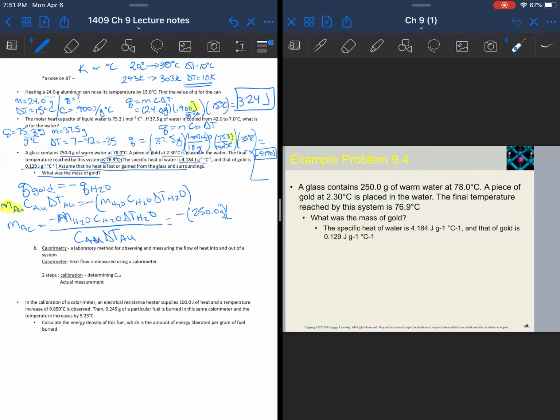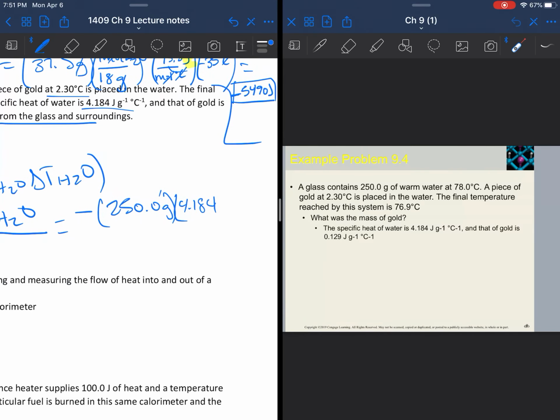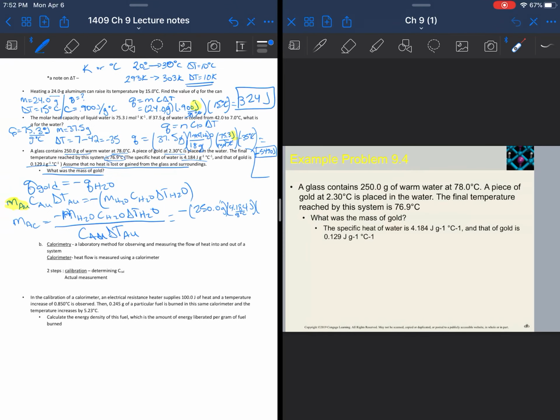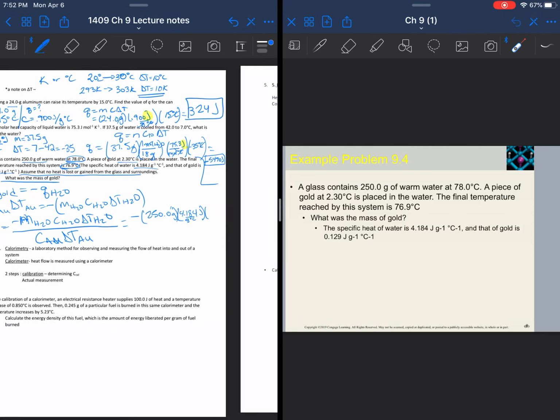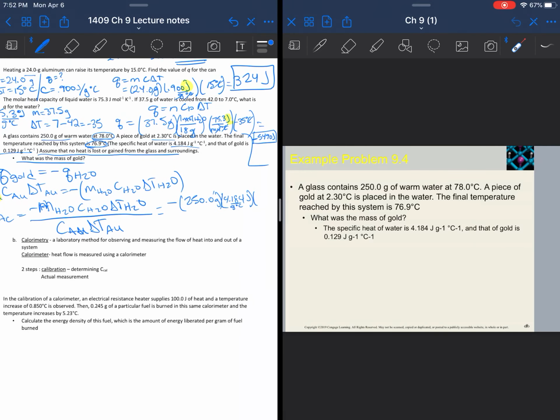So the mass of the water was 250 grams. The heat capacity of the water is 4.184 joules per gram degrees C. Let's blow this up a little bit. The delta T is 76.9 minus 78, right? Final minus initial.